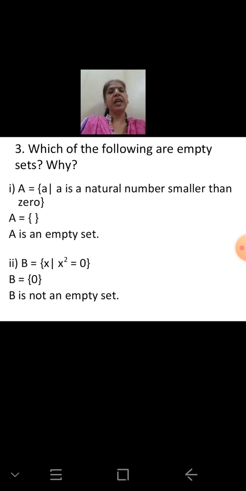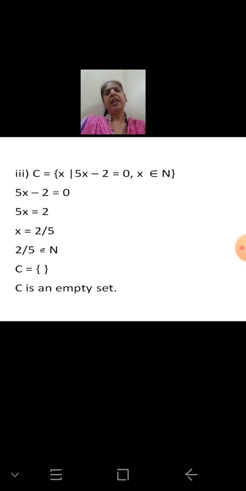First one you see, A is an empty set. Here it is not an empty set. Even 0 is an element. It is a whole number, integer, rational number like that. Next question.